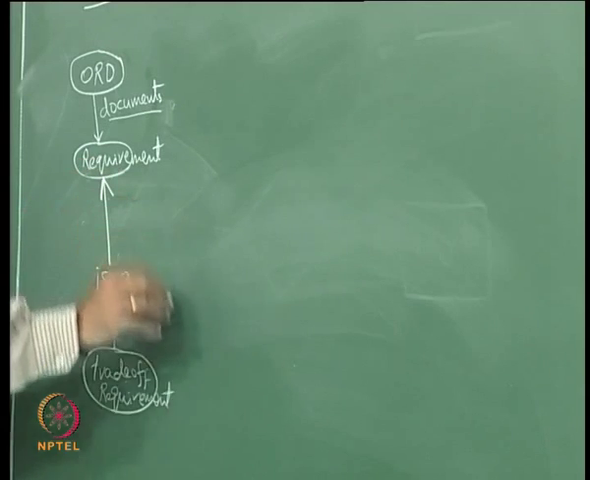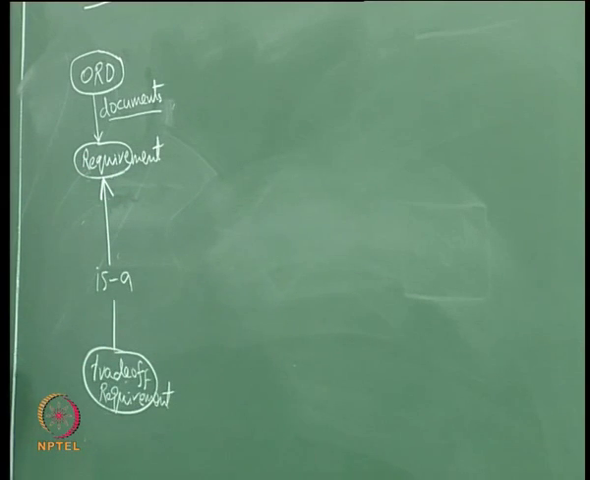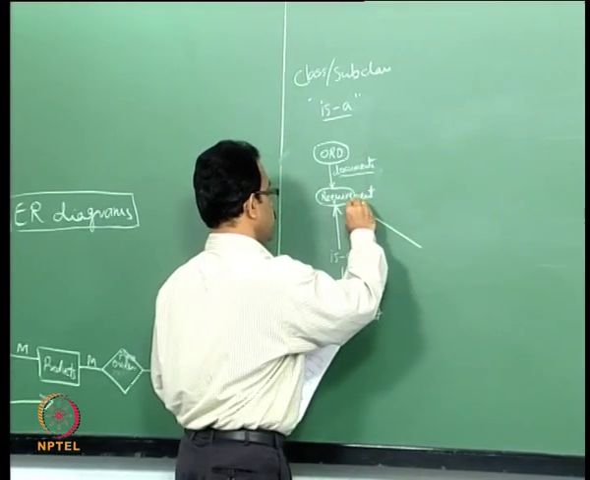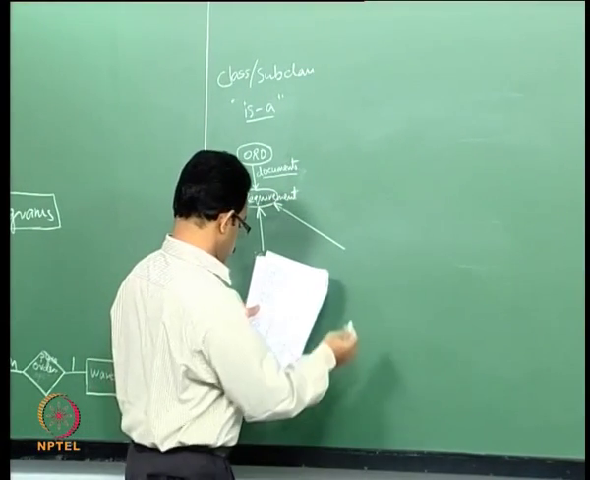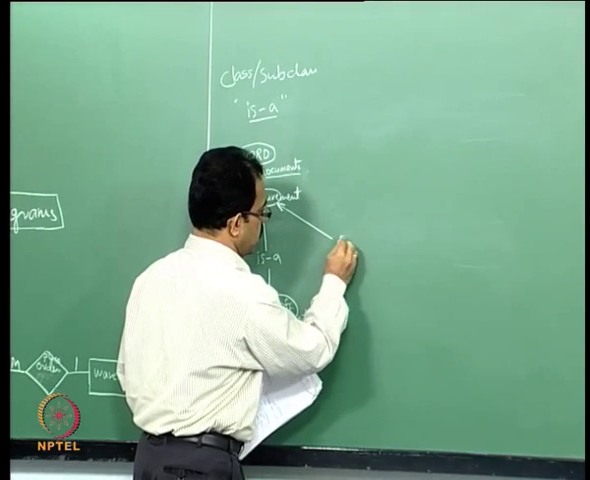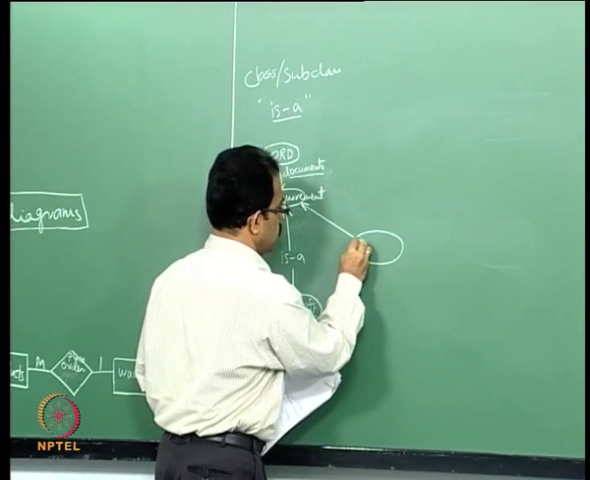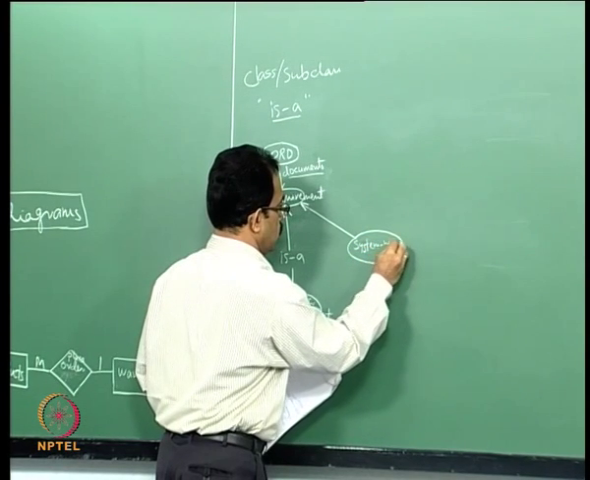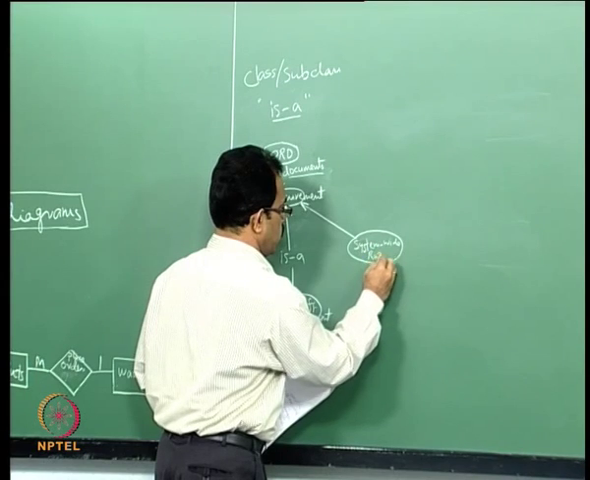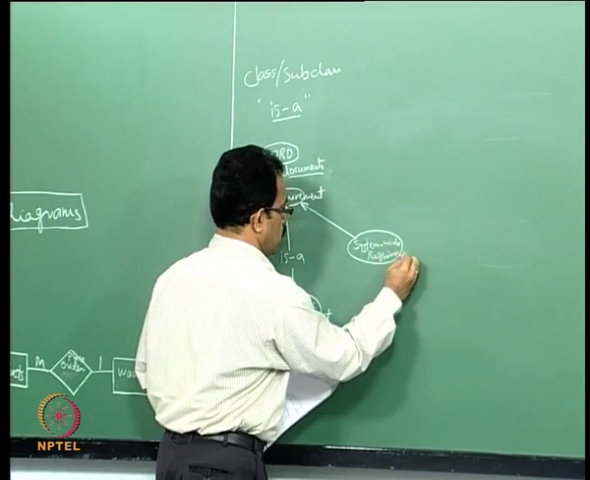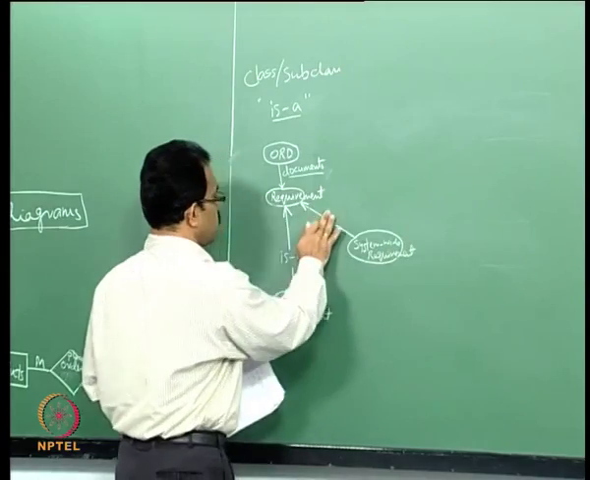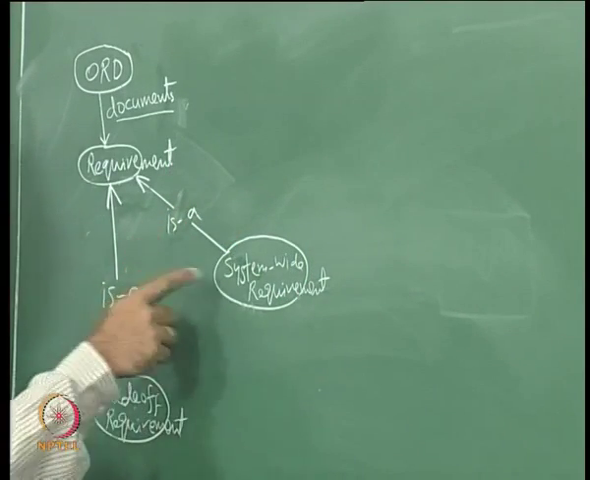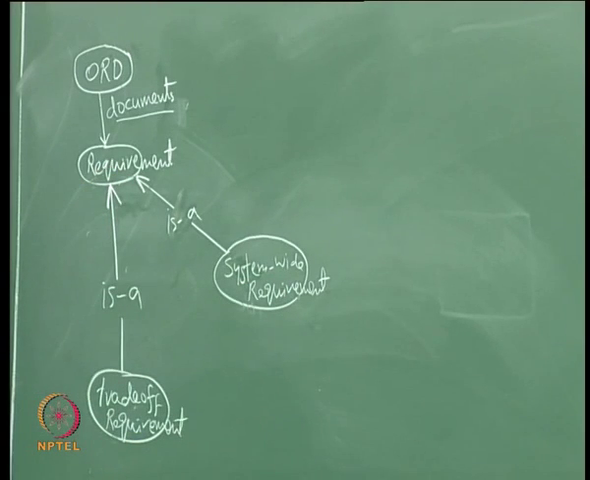Similarly, you can have many subclasses for the requirement, because this is just one of the requirements. You can actually have here another relationship for the system wide requirement as another entity. System wide requirement. Again, this is a relationship. So, here system wide requirement is a requirement.